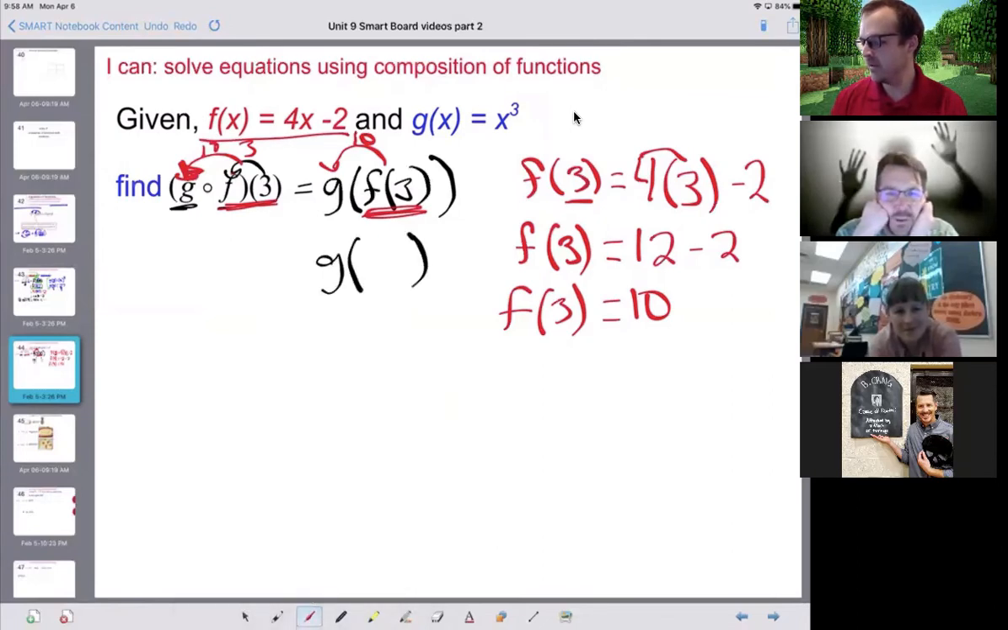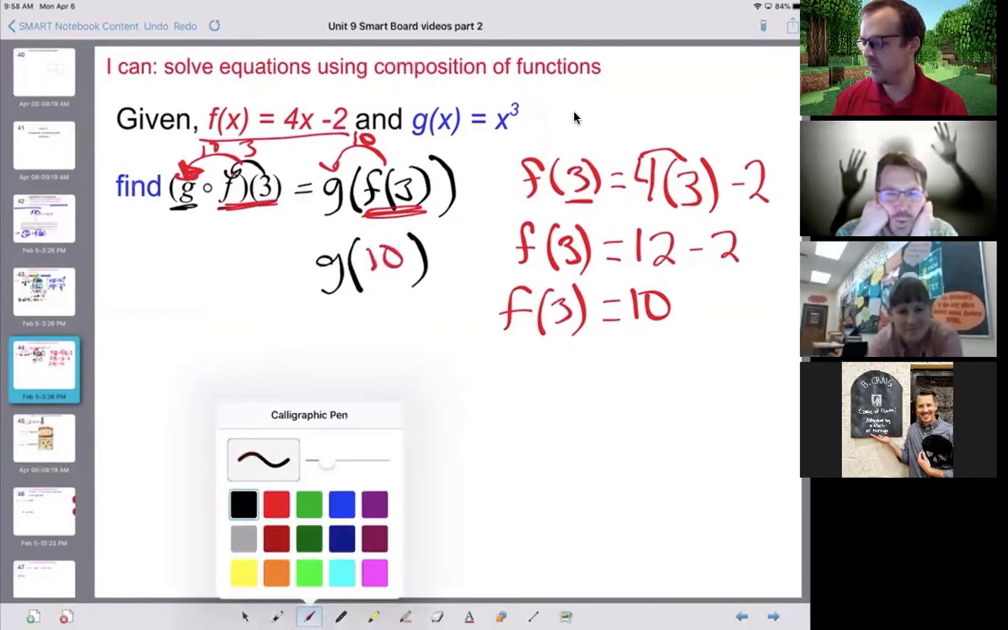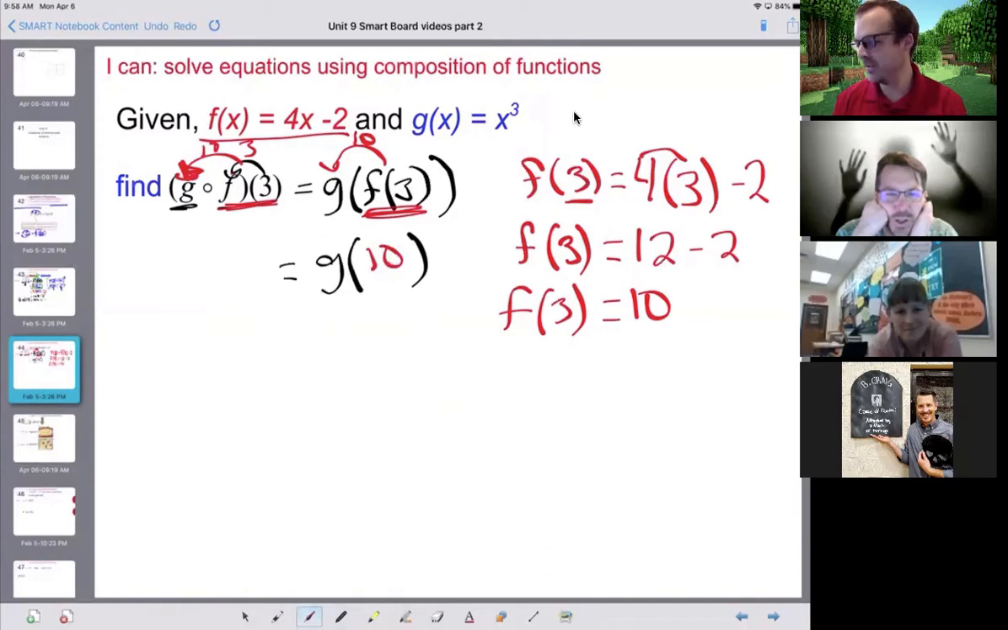10. So let's go find g of 10 here. It's the blue one. So we'll go blue here. g of x is x to the power of 3, but remember we are going to remove the x and do to the power of 3.